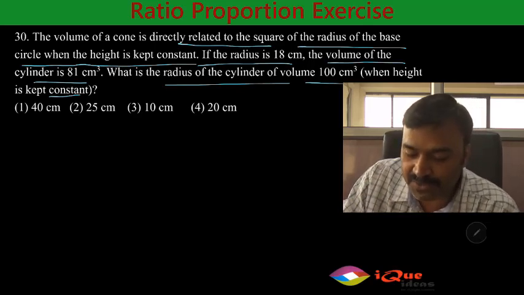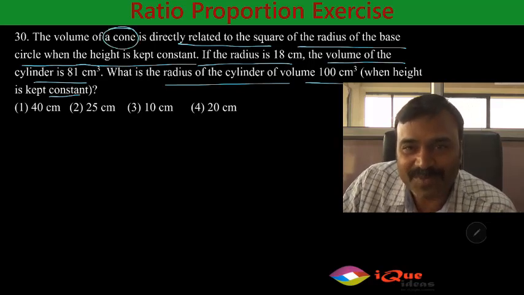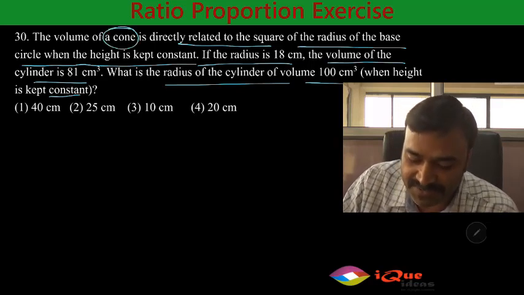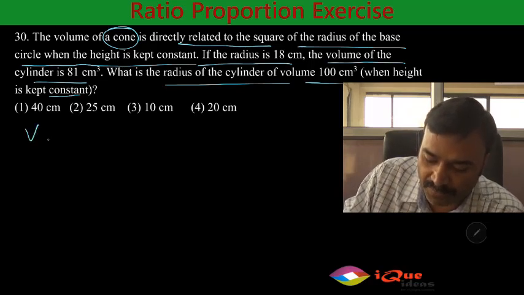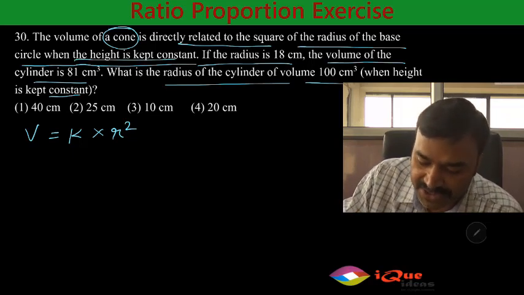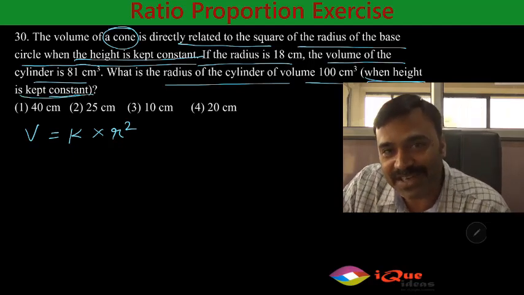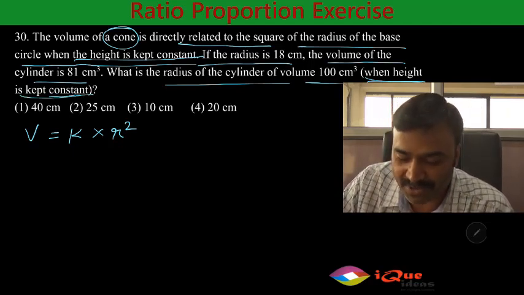So see, the confusion happens when you know the formula for cone, right? Do not get into that because here the question is very clearly saying that the volume is equal to constant into radius square. We don't have to consider height because here initially height is constant and then later on in the question also height is kept constant. That is the tricky part of this question, right? A lot of even teachers make mistake in this question.